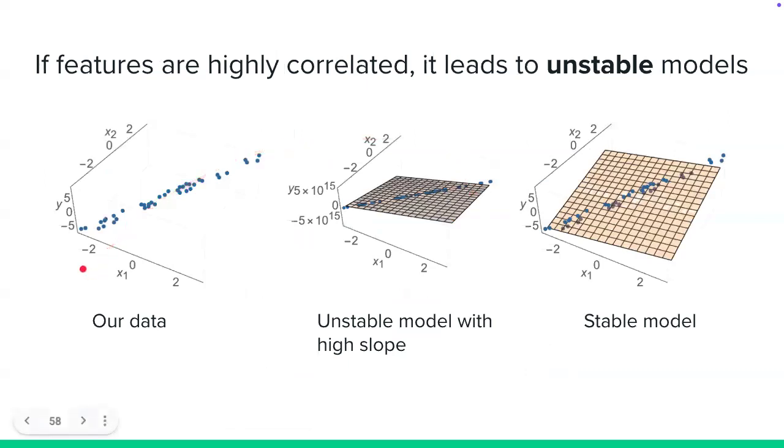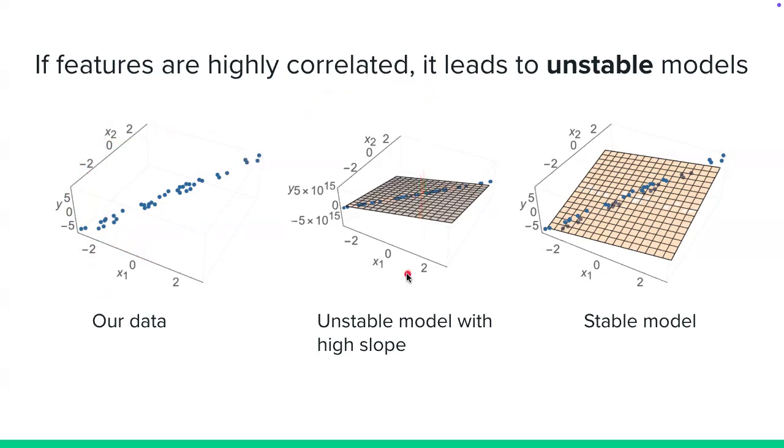So we have two features, x1 and x2. And if we plot them, we get a straight line. So this is showing us that x1 and x2 are also highly correlated with each other. And if these features are highly correlated, then we have an unstable model.